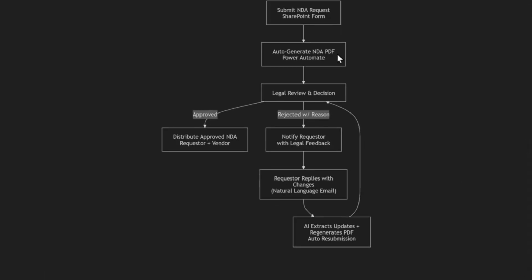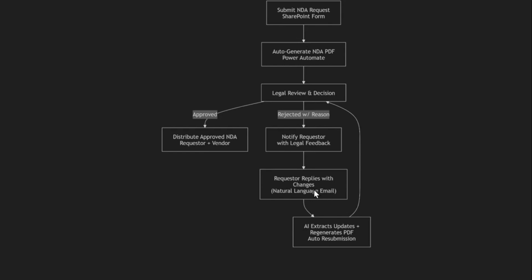The process starts with submitting a request through a customized SharePoint form. Once submitted, a PDF is generated and sent to the legal team for review or approval. If it's approved, both the requester and the vendor receive a copy. If it's rejected, a reason is provided and the requester is notified by email.